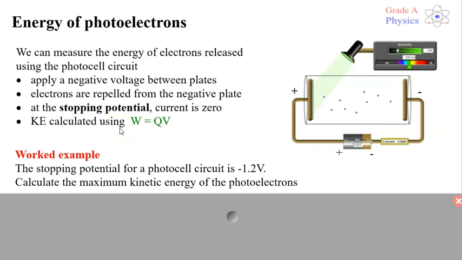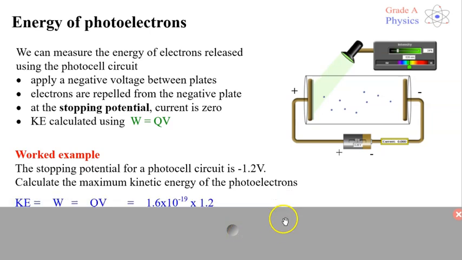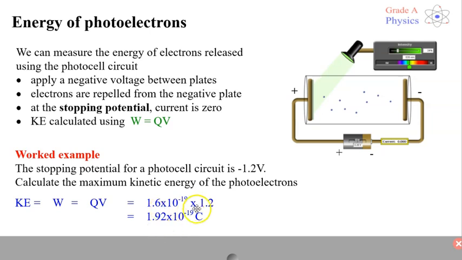So a simple worked example: for a particular photocell circuit, a particular light and a particular metal, if I increase the voltage till it becomes large enough to reduce the current to 0, and I record that value, it's minus 1.2 volts, I can calculate the maximum Ke of the photoelectrons. And in this case, it's a nice simple calculation. The Ke is equal to the work done, which is equal to Q times V, the charge on one electron multiplied by 1.2, and we can calculate the maximum Ke of those photoelectrons.